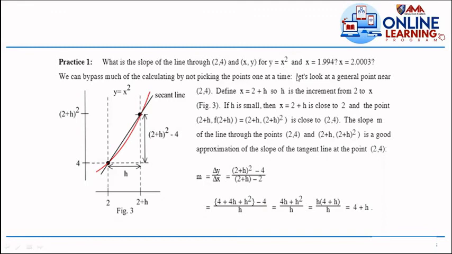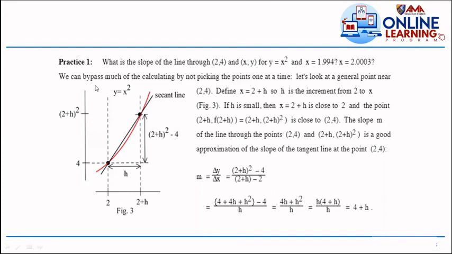Okay? So this is another example, no? Okay? So what is the slope of the line through 2 and 4 on y is equal to x squared, and x equal to 1.994 and 2.003? Sabi dito, we can bypass much of the calculating by not picking the points one at a time. So let's look at the general point near point 2 and 4. Define x is equal to 2 plus h, or h. So h is the increment from 2 to x in our figure 3.